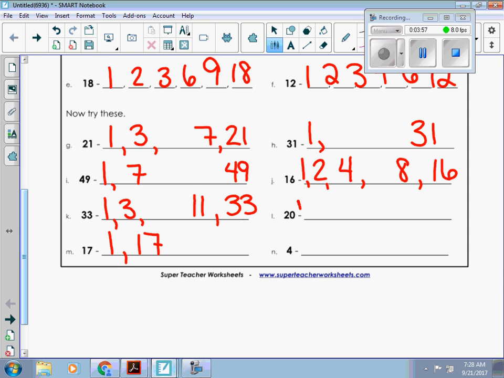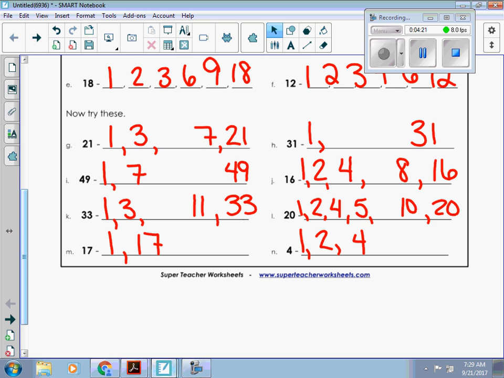For 20, I have 1 and 20, and it's even, so I have 2 and 10. 3 does not work, but 4 works with 5, and then the next number I would check is 5, and it's already written, so I'm done checking. And for 4, I have 1 and 4, and 2 times 2, and again we only need to write the number once.